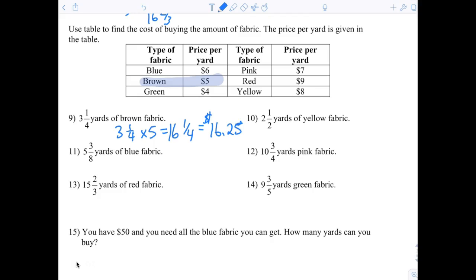Well, because it's $5 for every yard. You have 3 yards. You with me? If it's $5 for every yard, and you have 3 yards. Let me show you.